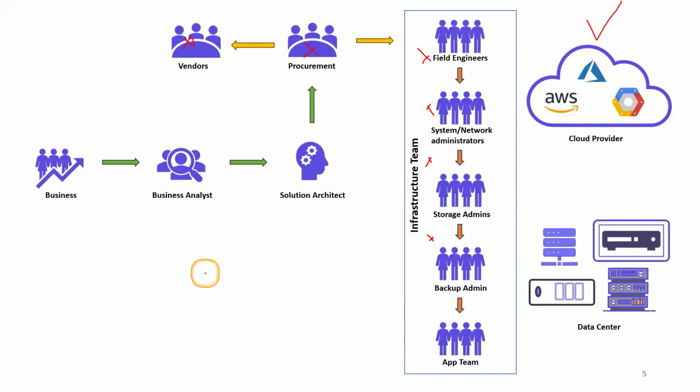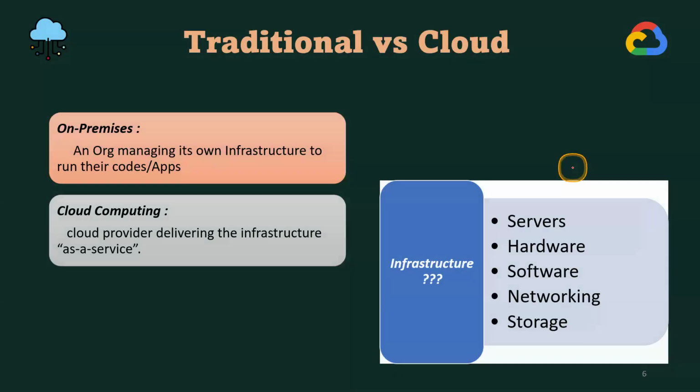That's the reason most of the companies started using the cloud, and there are three leading cloud providers, guys. One is AWS, one more is Azure, and the third one is Google Cloud Platform. Okay, our main focus in the course is to learn Google Cloud Platform. In simple words, I have shown you here, guys. In an on-premises or traditional working model, an organization has to manage its own infrastructure to run their code or application. That's what we have seen. If an organization wants to create their application, they have to maintain the entire infrastructure.